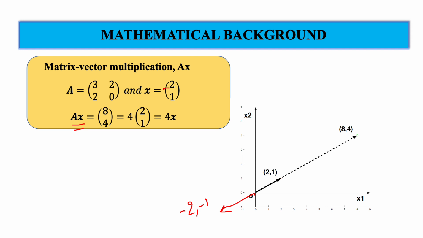So it is not always pointing in the same direction. It could be the negative of that direction, but the point is that the original vector gets stretched or shrunk. So this will lead to an important concept of eigenvalues and eigenvectors.